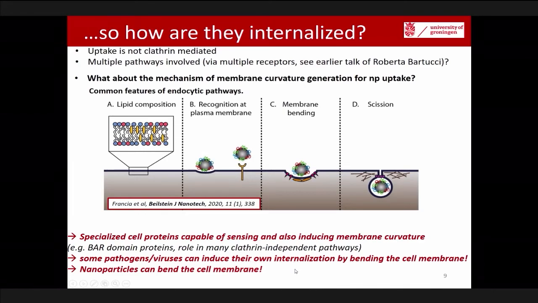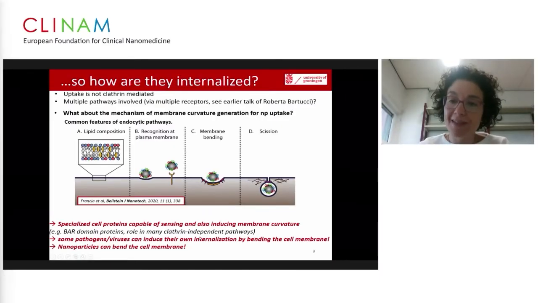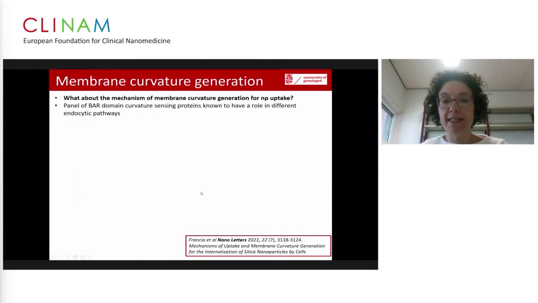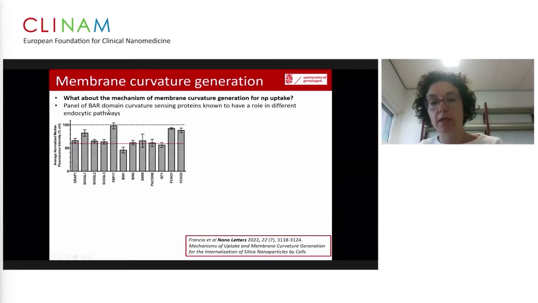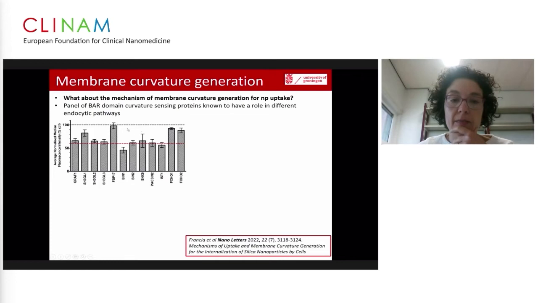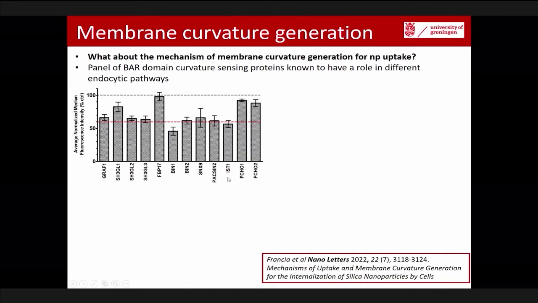And some viruses and pathogens induce their own uptake by bending the cell membrane and activating and recruiting this kind of curvature sensing proteins. So we selected a series of BAR domain proteins. Many of these proteins contain the specific BAR domain that is capable of recognizing the curvature of the membranes when it happens. There are many of these proteins, and several of them have been described for a role in different mechanisms of endocytosis. And here we just wanted to screen a bit. We selected a panel of them and tried to see, do they matter for nanoparticle uptake?